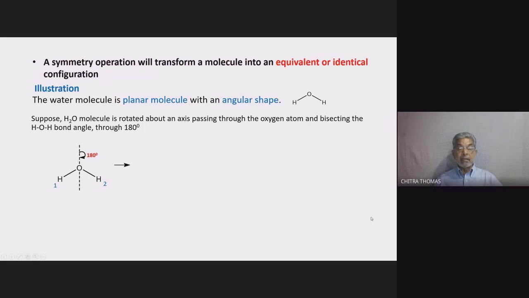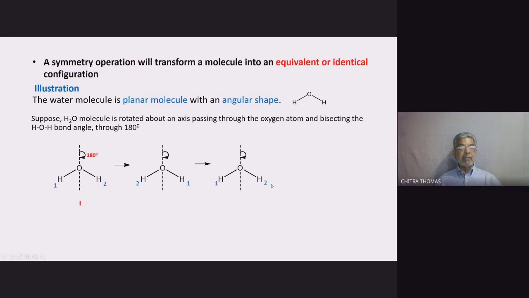Suppose this is a water molecule. I label the two hydrogen atoms as 1 and 2. I rotate it through 180 degrees and I get this configuration. Now, when this is rotated, this will become 2, this will become 1. And give it another rotation. This becomes 1 now, this becomes 2.